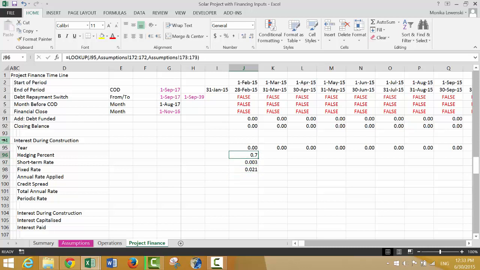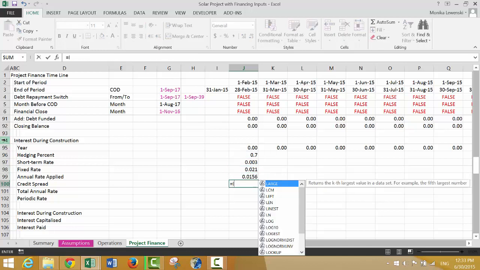And the annual rate applied would be 70% times the fixed rate plus 1 minus 70% times the flat rate. I don't think that's that bad.